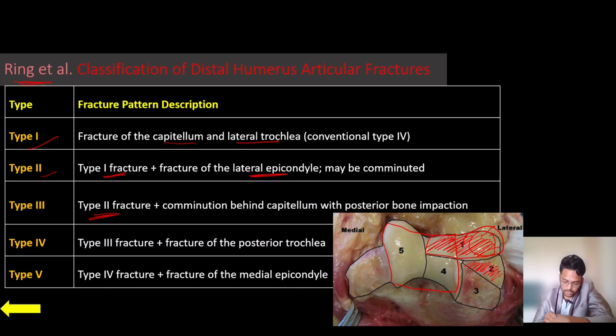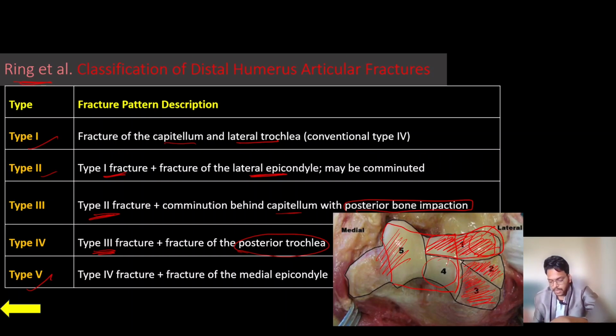Along with type 2, if it involves behind the capitulum with posterior bone impaction, it is type 3. If along with type 3 the posterior trochlea is also involved, it is type 4. And if the medial condyle is also fractured, then it is type 5 fracture of articular surface given by Ring et al.